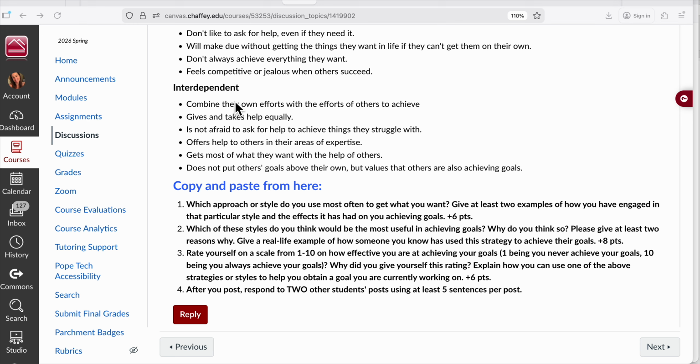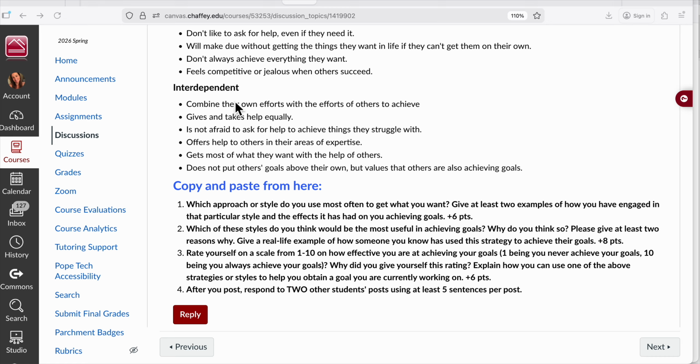Or I'm going to go on Khan Academy every day and figure it out by paying for the subscription so I can get the help I need. They also offer help to others in areas where they feel like they're pretty good or an expert at something, or they have something to offer. And they get most of what they want with the help of other people and on their own. They don't put others' goals above their own, but they value that others are also achieving goals too, and they can be happy for other people.